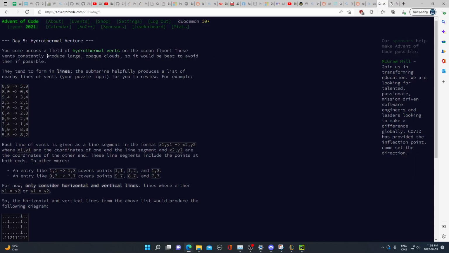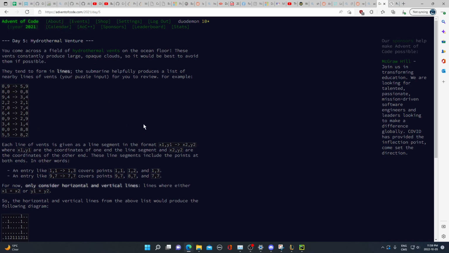These vents constantly produce large opaque clouds, so it would be best to avoid them if possible. They tend to form in lines. The submarine hopefully produces a list of nearby lines of vents, your puzzle input, for you to review. For example, these are lines? Oh, this is a line from 0,9 to 5,9. Okay.